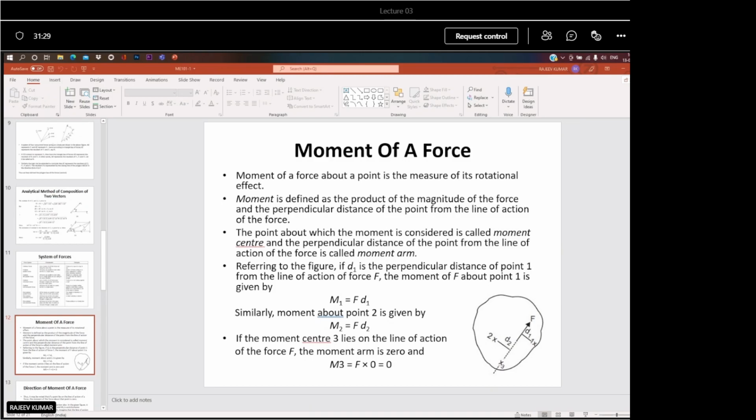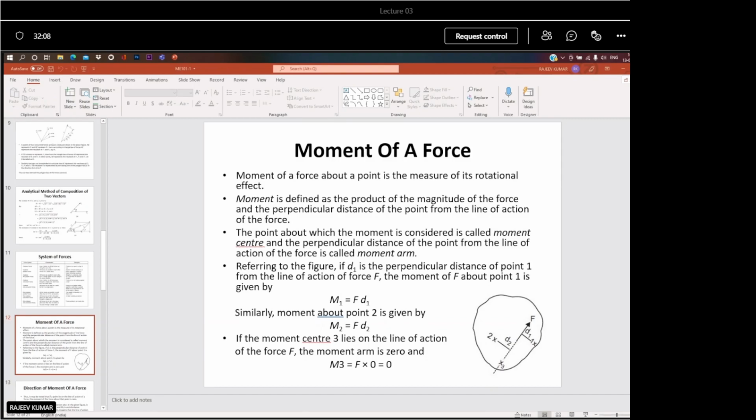Then you are applying F here. Suppose at point 1x you apply F1, at other point 2x you apply F2, and about some other point you want the two effects created by F1 and F2 to become 0. Means whatever the effect of this turn, in the opposite direction you create the moment, so the system will be in equilibrium.